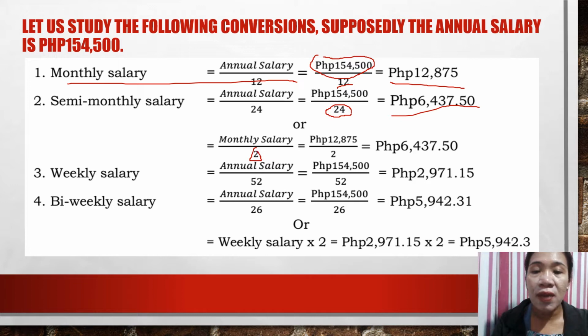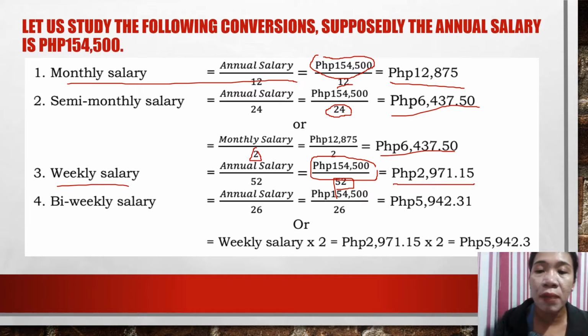So, we have 12,875, the monthly salary, divided by 2 is 6,437 pesos and 50 centavos. For the weekly salary, we have to divide the annual salary by 52 since there are 52 weeks in 1 year. Thus, the weekly salary of that particular person is 2,971 pesos and 15 centavos.